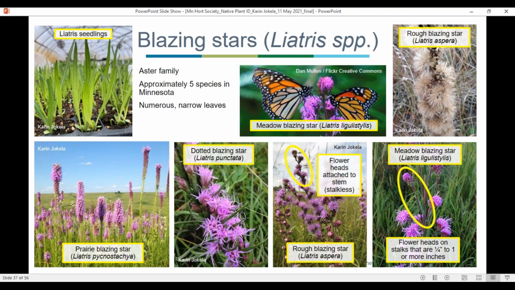The two that are most tricky to separate out are the rough blazing star and the meadow blazing star. You can see on the lower right here, the rough blazing star, the florets kind of attach directly to the stem, so there's no little stalk, whereas meadow blazing star can have a lot of variability, but they have little stalks. It can be a small stalk, just a quarter inch, or it can be really long stalks. They kind of dangle off the spike stem there. Almost all of the seedlings look similar with this sort of spike first true leaf, almost looking grass-like.